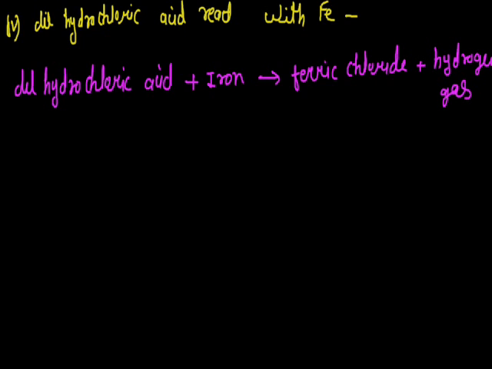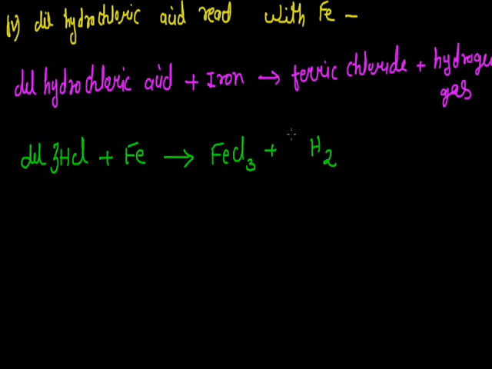Now the balanced equation for this: dilute HCl plus iron, meaning Fe, gives FeCl3 plus hydrogen gas. Now since the valency of iron is 3, we require 3 atoms of HCl. So if we put the sign of 3 here, then we have FeCl3 plus 3/2 H2 gas.